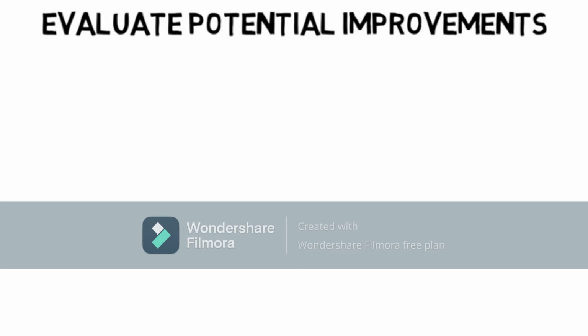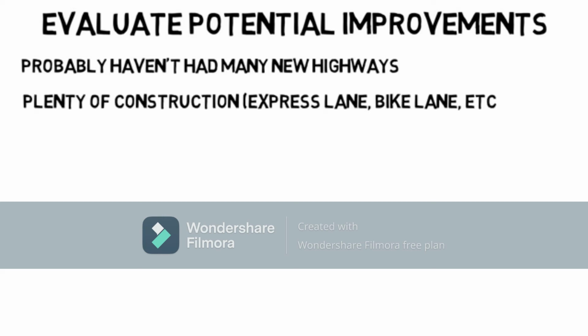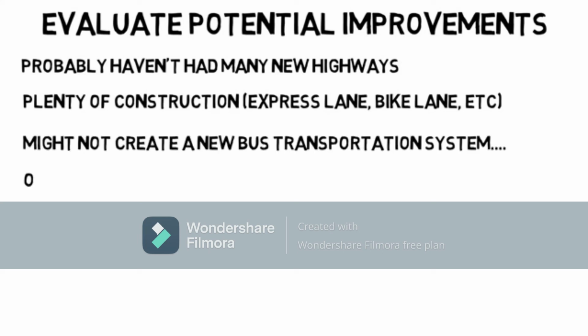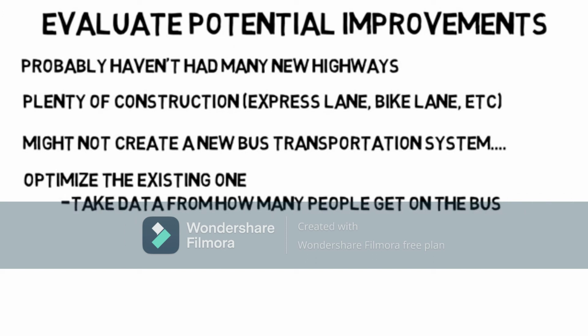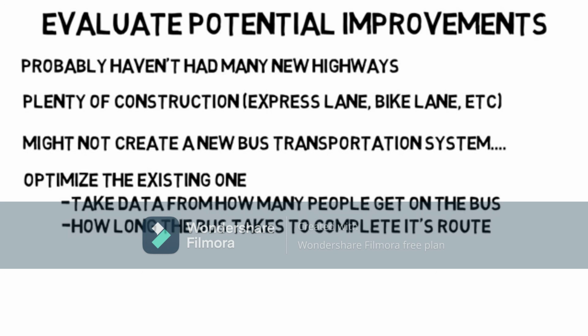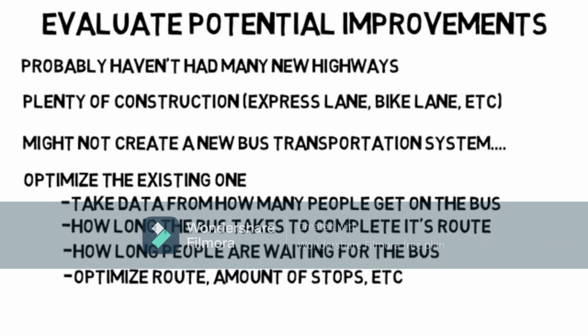Often these engineers evaluate potential improvements to cities in terms of transportation rather than create a totally new design. As in, you probably haven't had many new highways put into your city in the last few years, but there's probably been plenty of construction, whether it be adding an express lane or a bike lane, etc. So they might not create a new bus transportation system, but they may optimize the existing one. Maybe they take data from how many people get on the bus, how long the bus takes to complete its route, how long people are waiting for the bus, and so on to optimize the route, the amount of stops, and more.